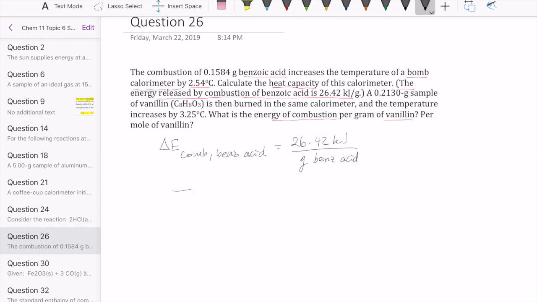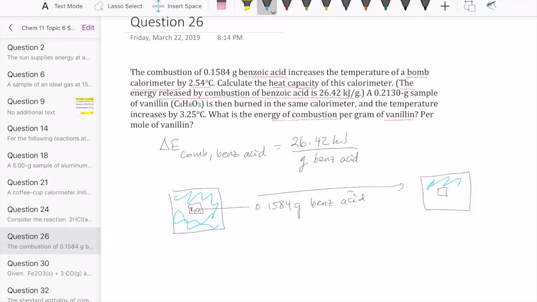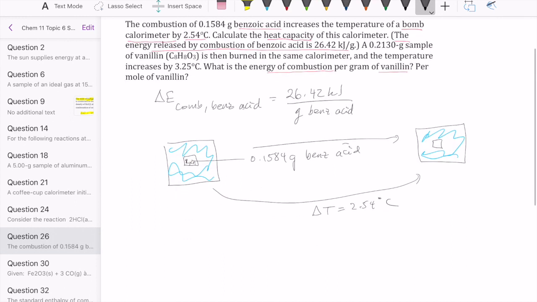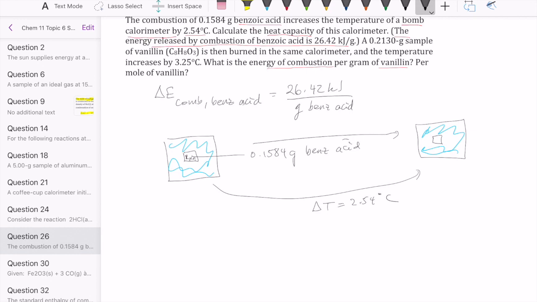They take some quantity of benzoic acid. Remember, this is what a bomb calorimeter looks like. You have water surrounding it, and inside you have a reaction container. Inside this reaction container, they put 0.1584 grams of benzoic acid, which then gets combusted. When the combustion is finished, the temperature of the water rises by 2.54 degrees Celsius, because the water and the bomb components that surround the water all absorb the energy, and that causes the temperature to rise by that much.